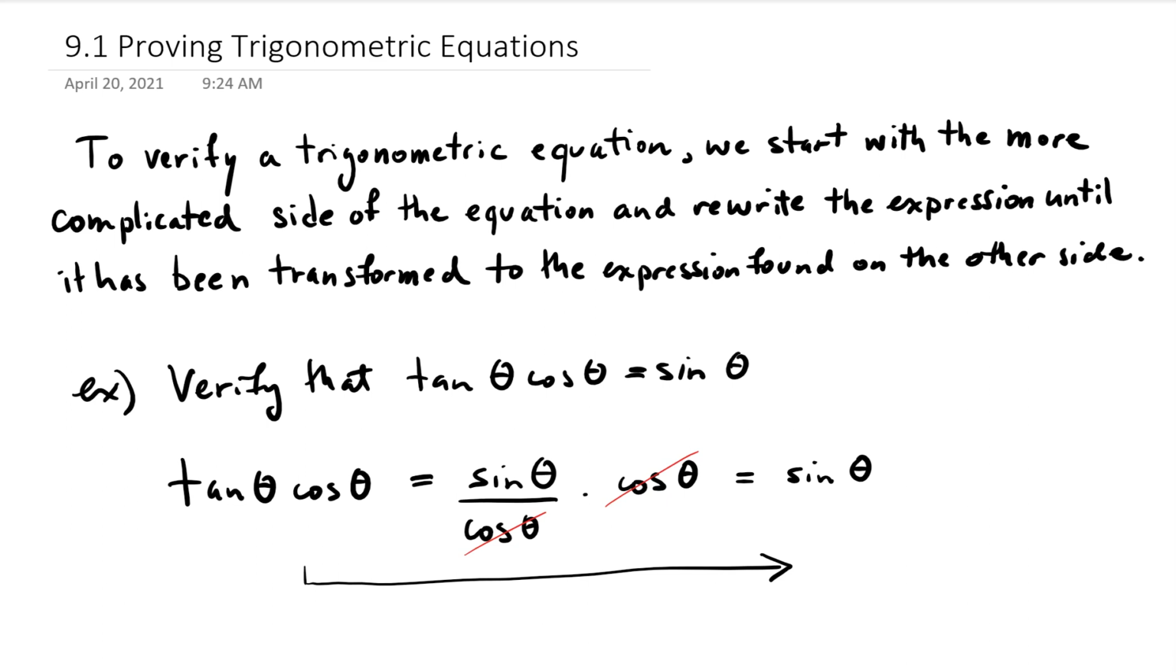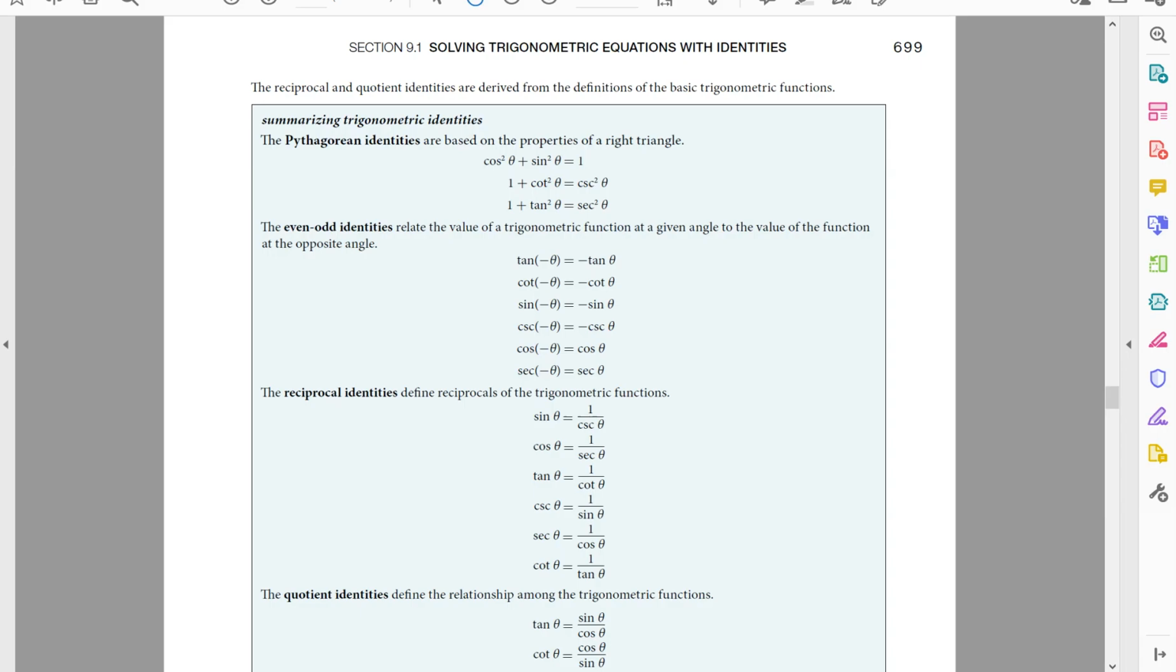I will show you in the book there's a nice list of the different identities we've seen so far that we can use. So this is on page 699. So you see the first three are the Pythagorean identities, which starts with cos squared plus sine squared equals 1. And if you remember, we can actually derive the other two from that one. So in theory, we only have to remember the first one. The second one is obtained by dividing everything by sine squared in the first, and the third one is obtained by dividing everything by cos squared in the first identity.